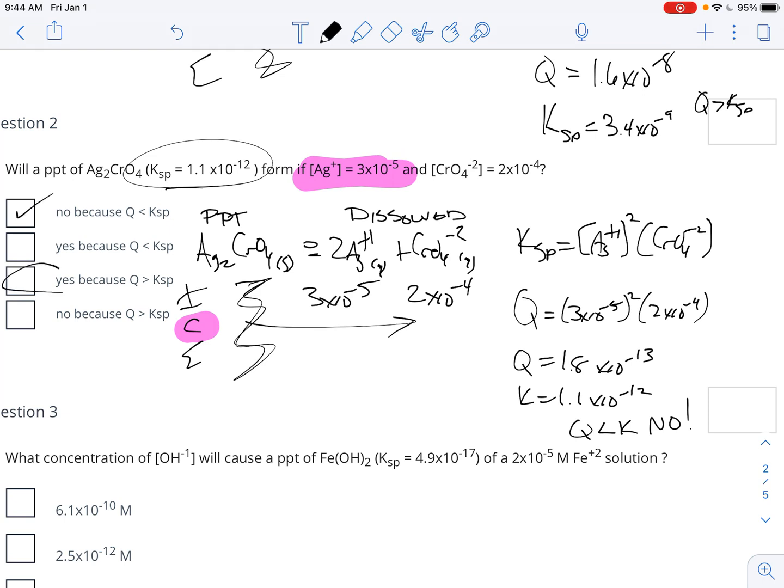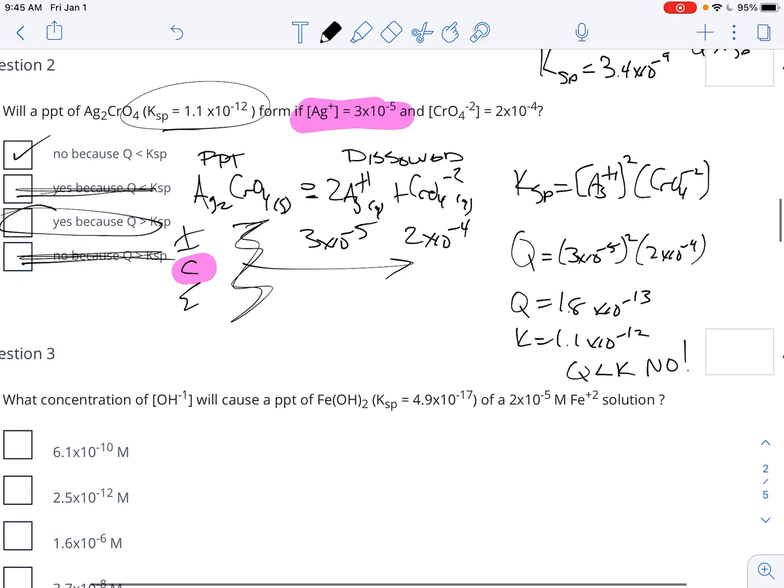So again, that is an answer. This one could be a possible answer. These two don't make any sense. It can't be yes if Q is less than K, and it can't be no if Q is greater than K. So with this format, you've got a 50-50 shot at it if you know a little bit about what the situation is, because you should know that no because Q is less than K is possible, and yes because Q is greater than K is possible.